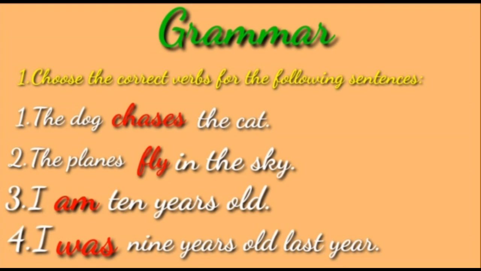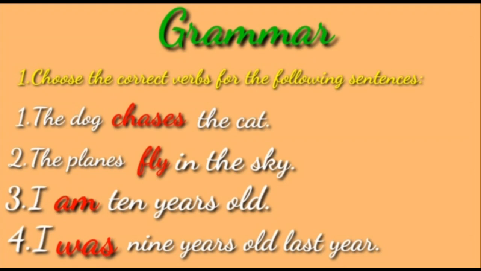So, now we are moving to the sentences, children. First one, the dog chases the cat. Here I gave only the answers, children, but in the question paper you have options. Here, singular subject, dog. So singular verb, chases. Second one, the planes fly in the sky. Here, plural subject, planes. So, plural verb, fly.